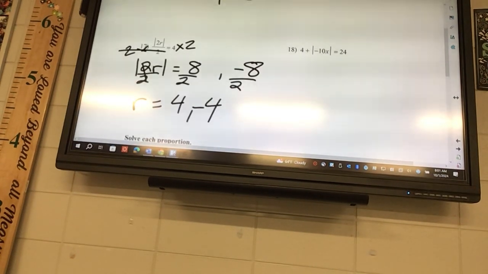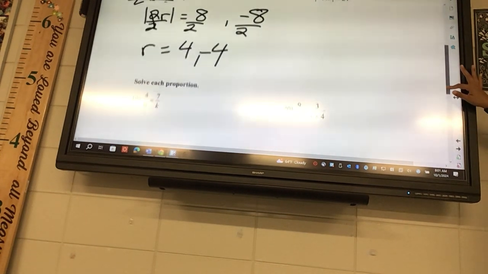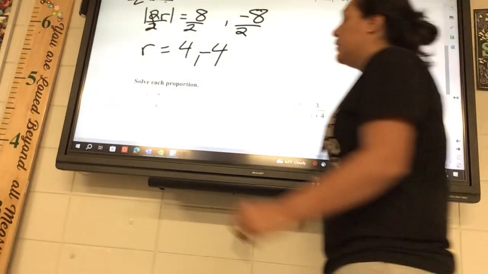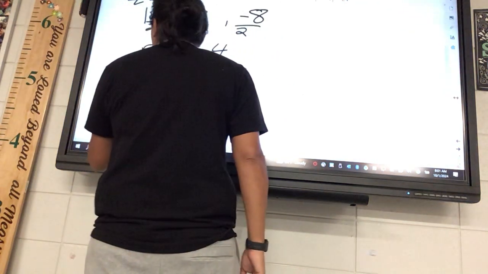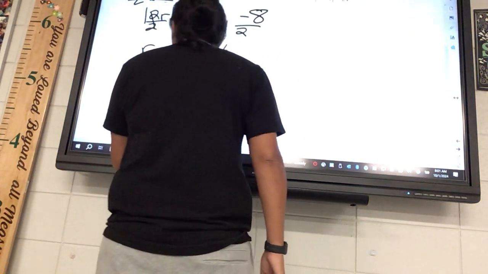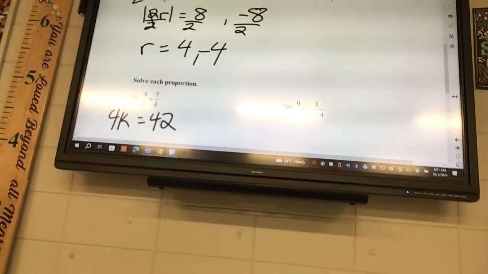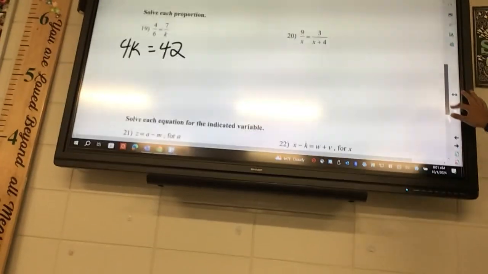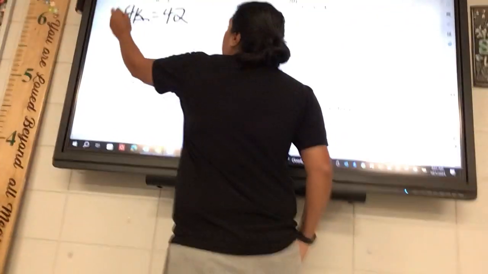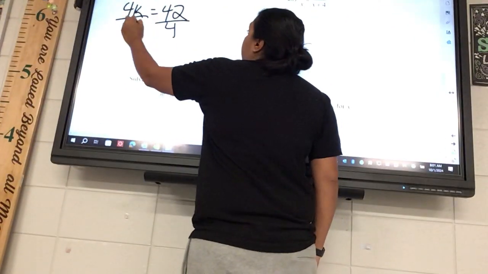Okay, 19, proportions. You're going to cross multiply and divide. So you multiply across and then divide it out. 4 times k is 4k, 7 times 6 is 42, so you get 4k equals 42. And then what needs done? We're going to divide both sides by 4.